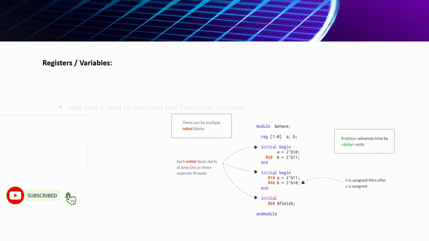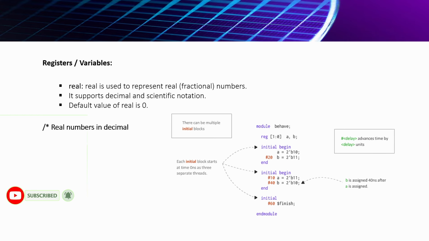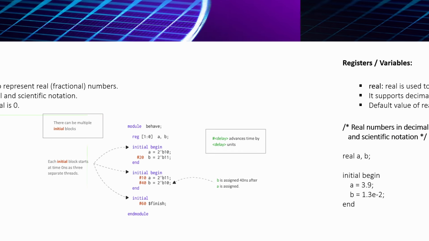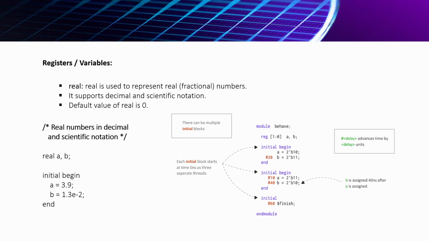Now let's discuss the real data type. Real is used to represent fractional values such as decimal numbers. It supports both decimal notation and scientific notation. A very important thing to remember is that real is not synthesizable. This means it cannot be implemented in hardware. It is mainly used in simulation for modeling analog behavior, delays or mathematical calculations.